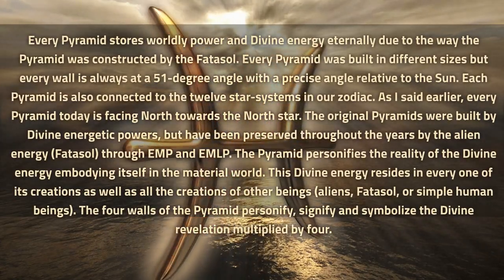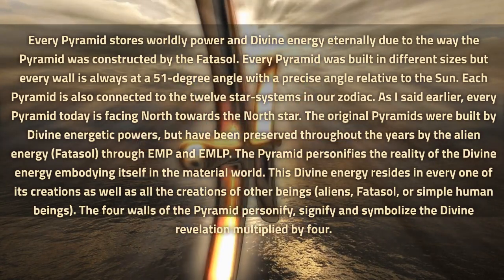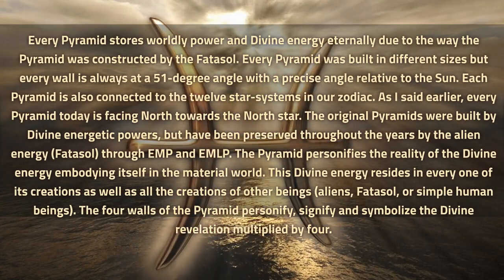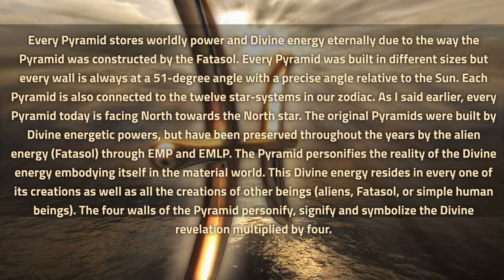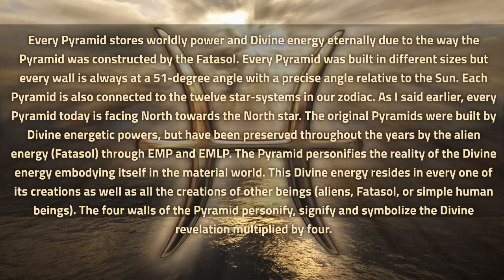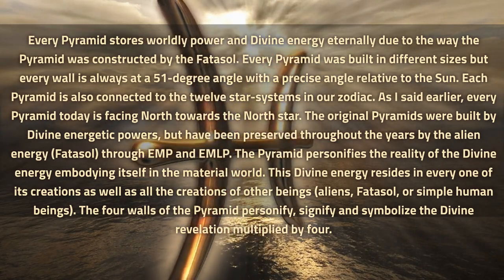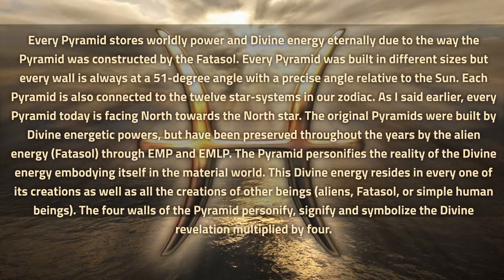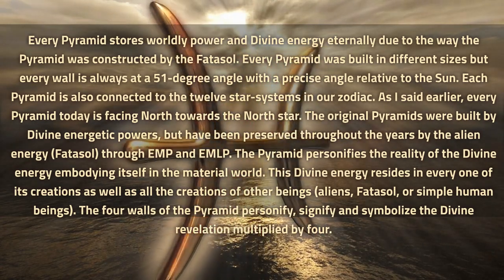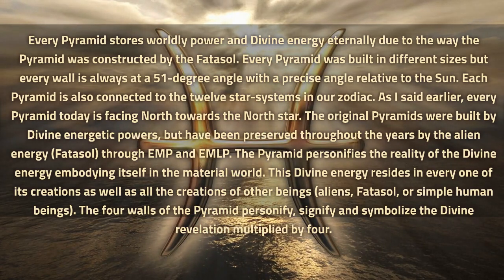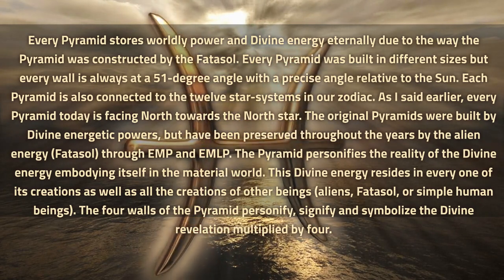Every pyramid stores worldly power and divine energy eternally due to the way the pyramid was constructed by the Father Soul. Every pyramid was built in different sizes, but every wall is always at a 51-degree angle, with a precise angle relative to the sun. Each pyramid is also connected to the 12-star system in our zodiac. As I said earlier, every pyramid today is facing north towards the North Star.